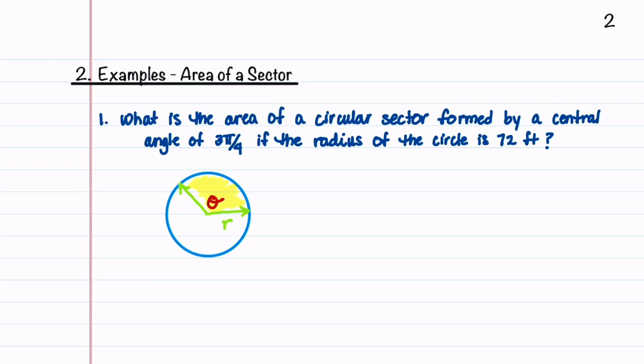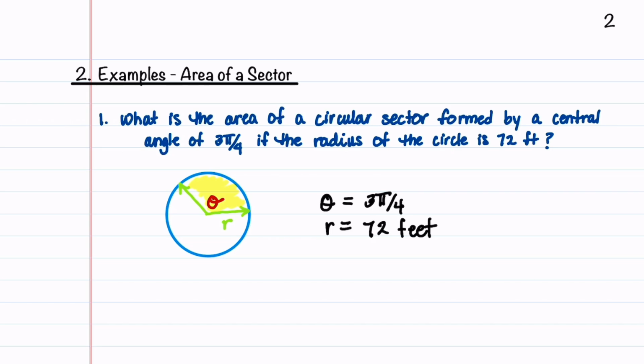It's always good to write down the information that we're given in the problem. So let's go ahead and write that down. Theta is 3π/4 and r is 72 feet. And it's always good to include units with that.